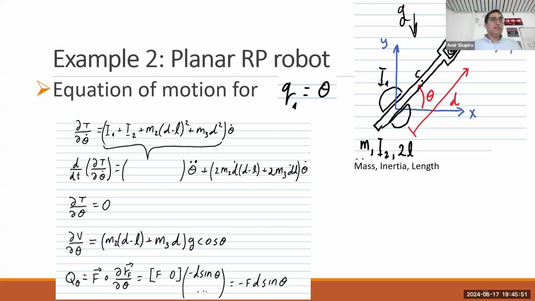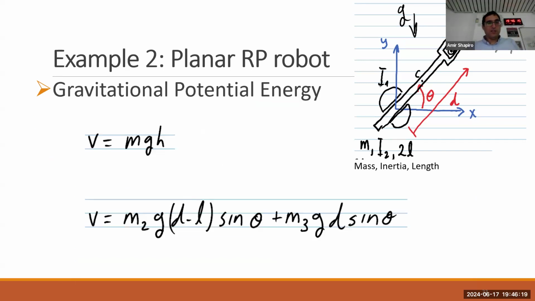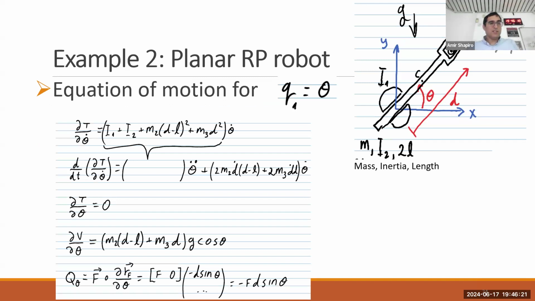So we take d/dt of ∂T/∂θ̇. T is this term, and we take the derivative of T with respect to theta dot. So here there is no theta dot, only here. So it's only what's in here times theta dot.